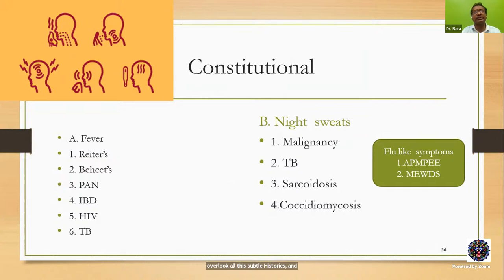And the constitutional symptoms are very relevant. This is most often neglected. For example, history of fever is relevant for Reiter's, Behcet's, PAN, inflammatory bowel disease, or even in a patient with HIV, they could have a fever with ATT as well as antiretroviral drugs. Following ATT, the patient could have an exacerbation of the constitutional symptoms. Night sweats, in addition to tuberculosis, can happen in malignancy, sarcoidosis, and coccidioidomycosis. Flu-like symptoms is a particular thing which we need to be very, very careful to ask, whether there was a flu-like viral illness antecedent to the onset of the eye problem. That happens most often in APMPPE and MEWDS. Recently, last week, we had a patient of MEWDS where the flu-like symptoms followed this winter. Here, we encounter a lot of posterior uveitic entities.